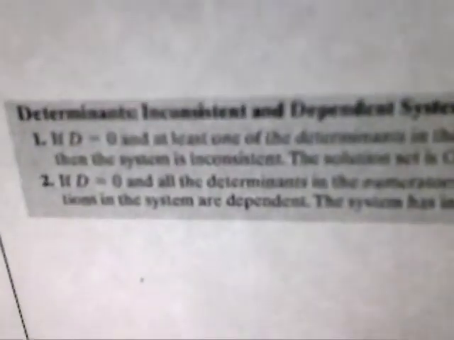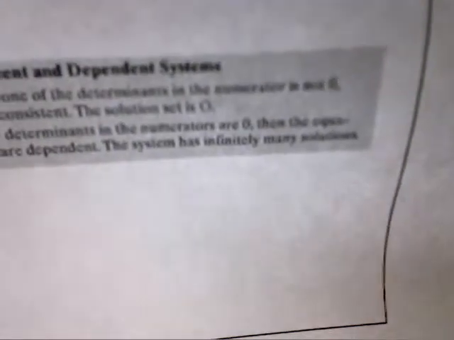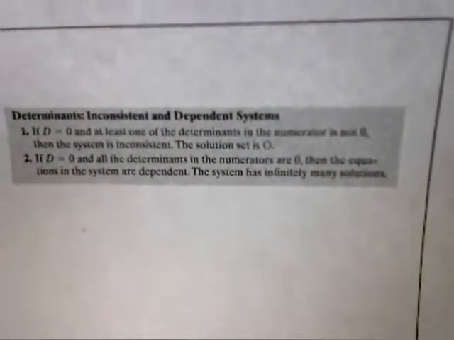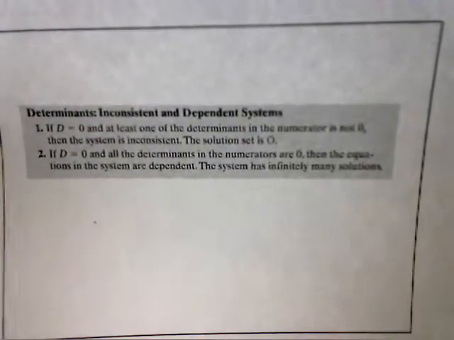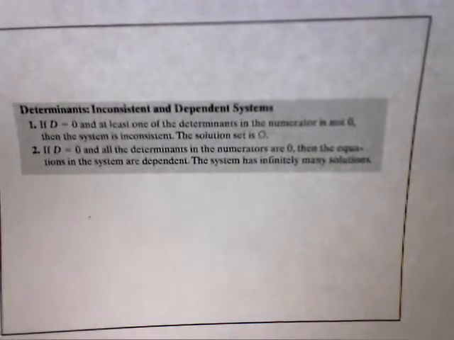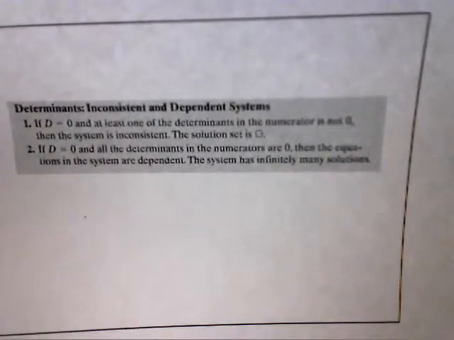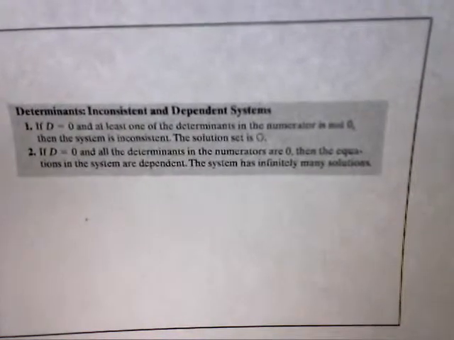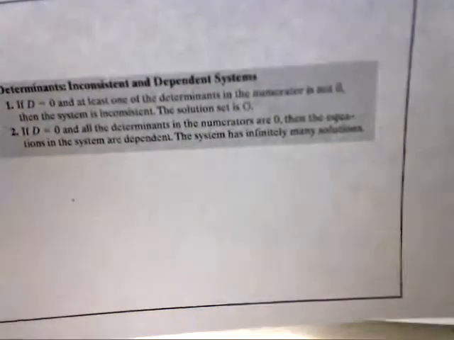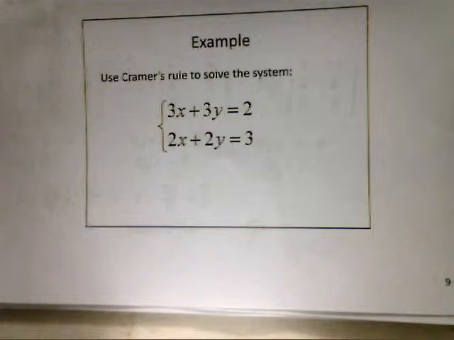And then the second one, if d is equal to 0 and all the determinants in the numerators are 0, then the equations in the system are dependent. That means the system has infinitely many solutions. So if your d is 0, but the determinants of x and y are not 0, then you have an inconsistent system of equations, meaning you have an empty set as your solution set. But if d sub x and d sub y are all zeros, then the system is dependent, meaning we have infinitely many solutions. So here's one example of that.